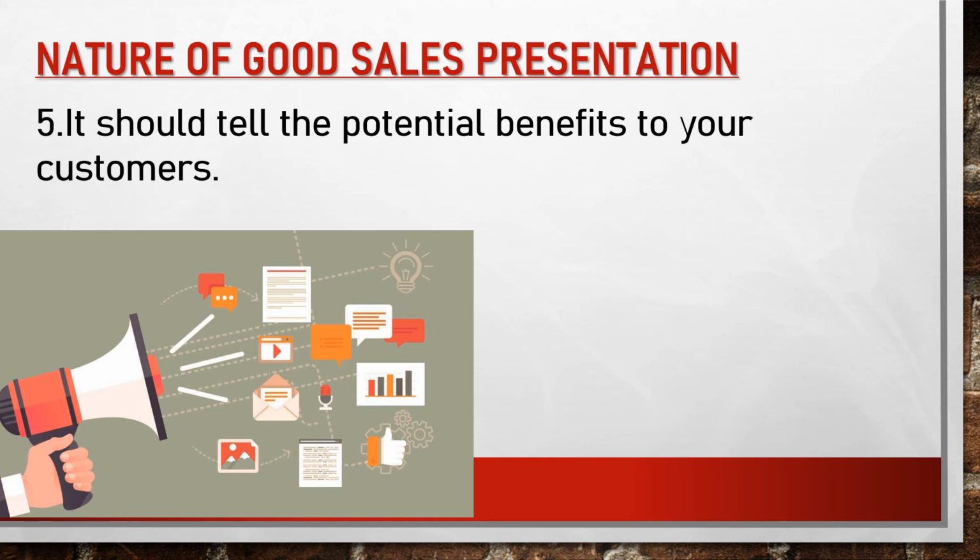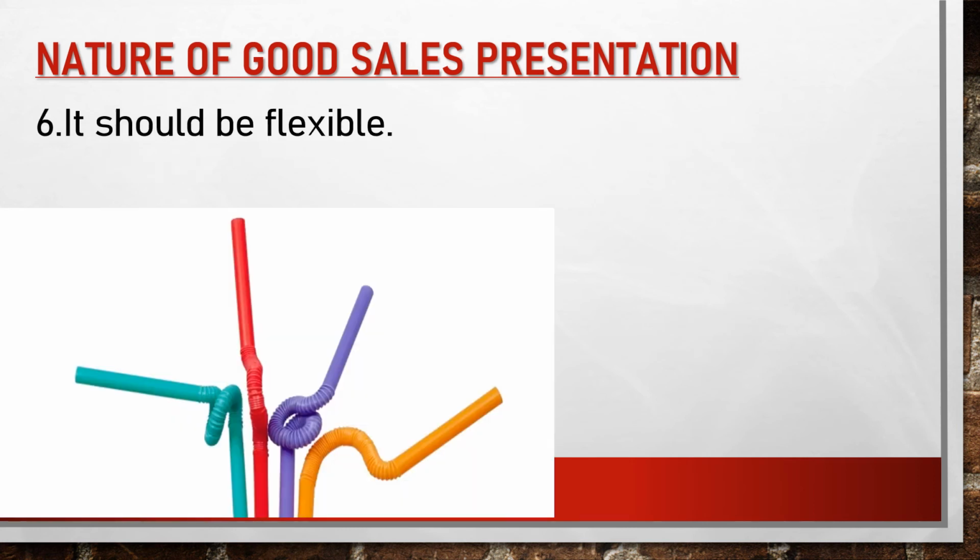It should tell the potential benefits to your customer. A salesman should know the usage of his own product and also the benefits to his customer from using the product which the salesman is selling to the buyer. It should be flexible. The salesman should be flexible according to the customer, as their taste, fashion and style may vary. So the salesman should be able to adapt the product accordingly to the customer.